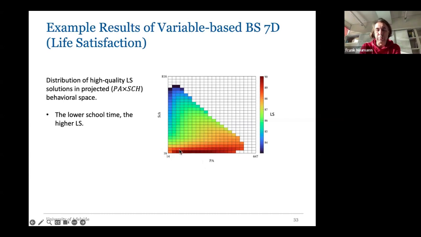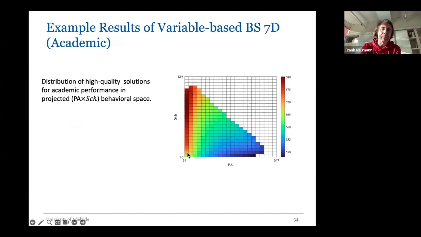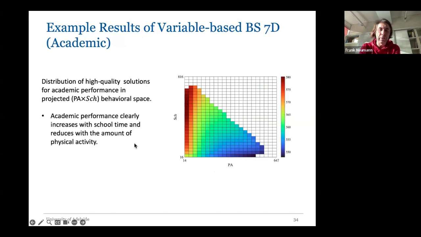So what we see from these plots and what came from the data is that the lower the school time, the higher the life satisfaction score in that data, and the best life satisfaction solutions correspond to moderate allocation of physical activities. These are essentially the solutions that are sitting over here. Okay, and then the other thing that we look at, just to put it quite the opposite, is this academic score, where we also have physical activity and school time. Then, of course, school time highly impacts the academic performance. So the academic performance increases with school time and reduces with the amount of physical activity.